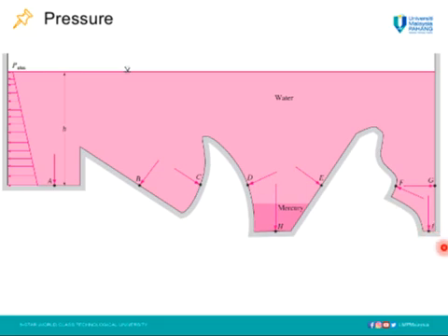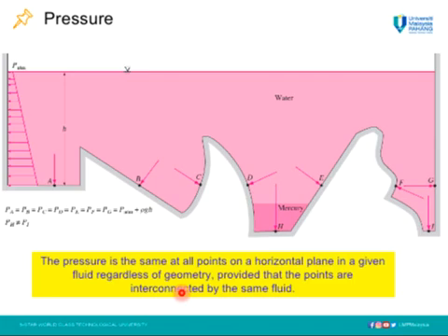Meanwhile, point I here will have more pressure as it lies deeper into the water than the other points, point A, B, C, D, E, F, and G. Even though it has the same elevation as point H, it is also different. It is because the density of the liquid at point H is different from the density of the liquid at point I. So to conclude, the pressure is the same at all points on a horizontal plane in a given fluid regardless of the geometry, provided that the points are interconnected by the same fluid.